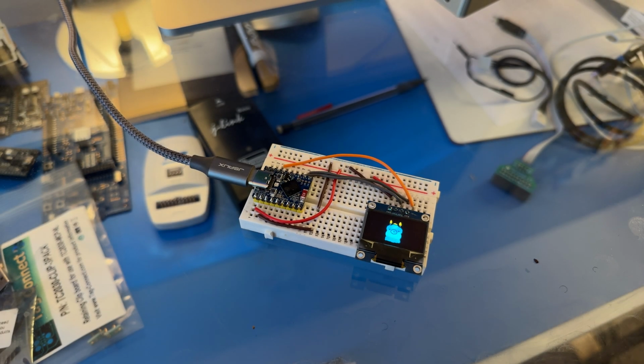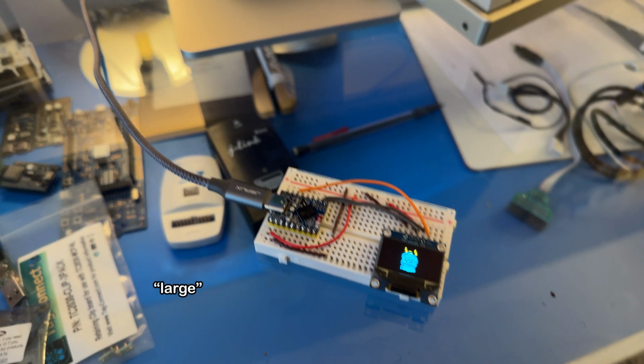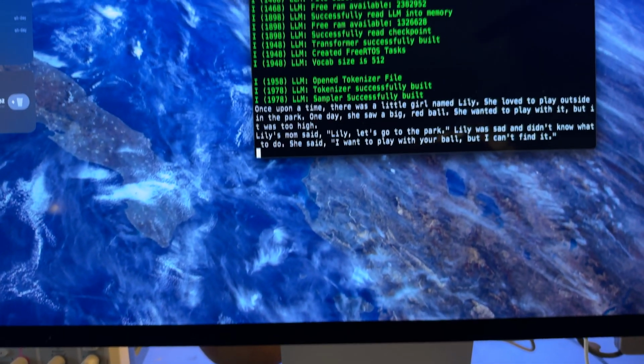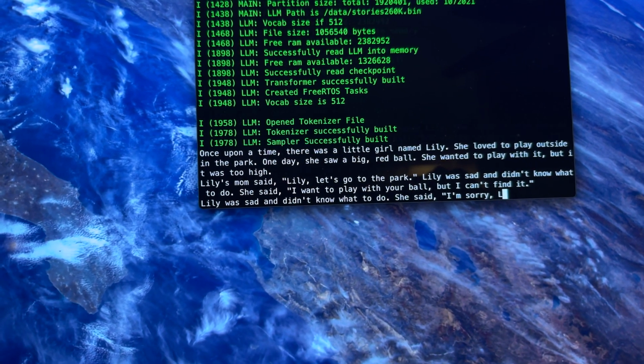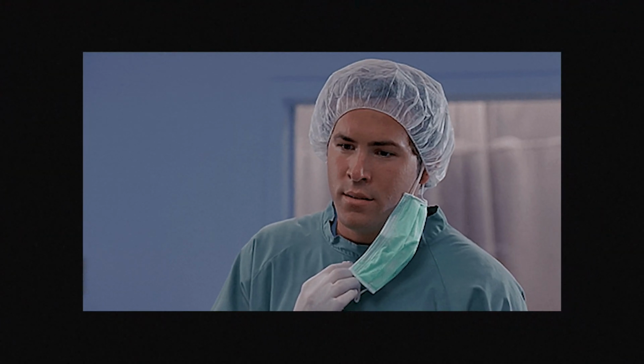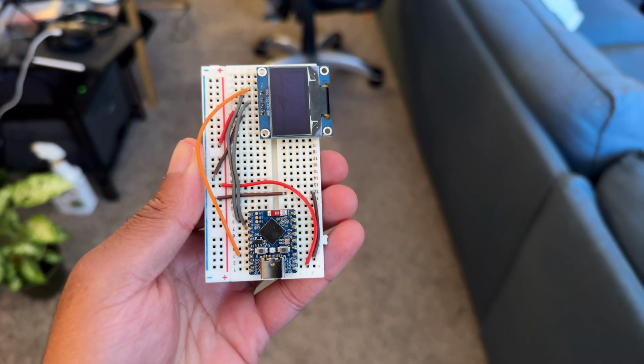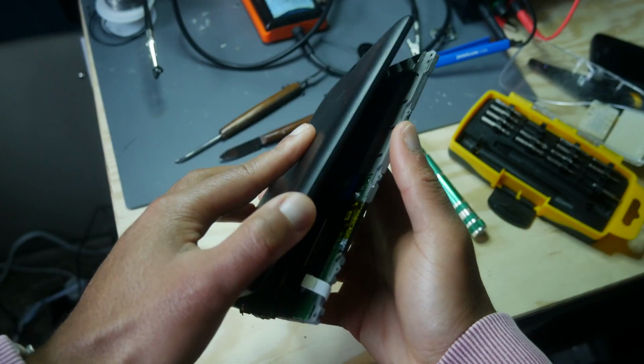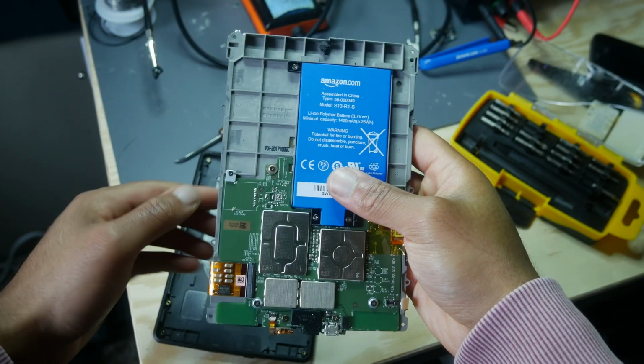So I wanted to see if it was possible to run a large language model on a tiny ESP32 microcontroller. It turns out it is, and the results are pretty interesting. But why would anyone want to run a large language model on the ESP32? Well, for me, it's all about pushing the limits of resource-constrained systems.